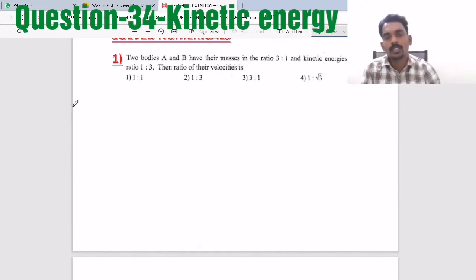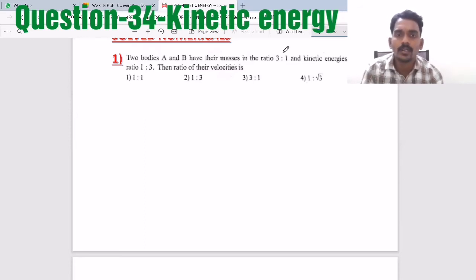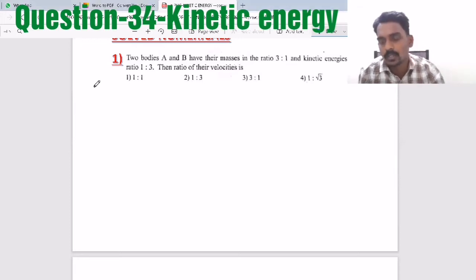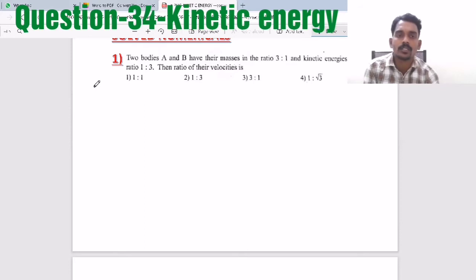Now the very first question. When you look at the concept of kinetic energy, it's all very simple. What is the formula of kinetic energy? What is the meaning of kinetic energy? And what kind of questions they will ask, how the comparison based questions will be asked, how to draw the graph, and how to find the percentage change questions, we mainly have to focus.